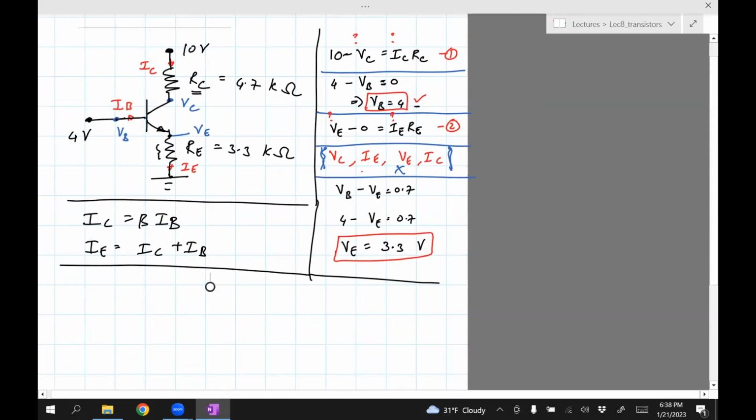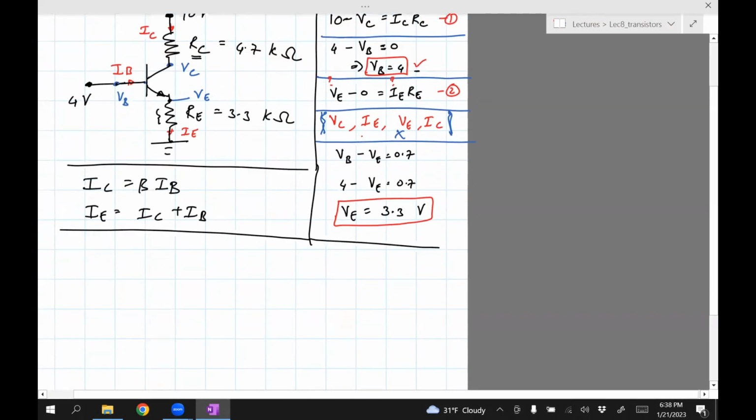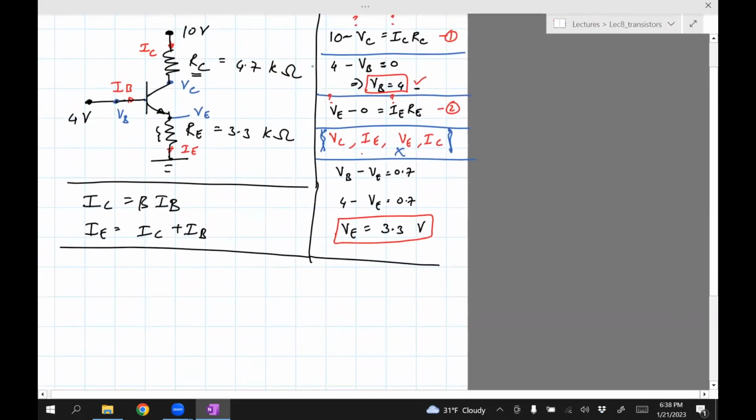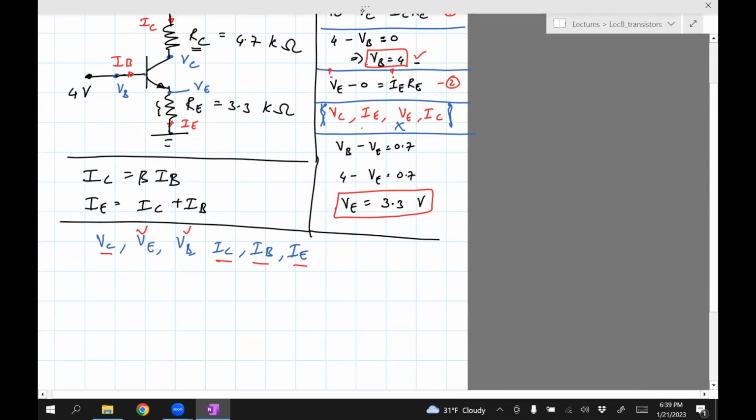Okay, so now that I think we've got pretty much all the equations, let me make the final countdown of all the equations and unknowns. Originally we were asked to compute these things: VC, VE, VB, IC, IB, IE, out of which we were able to already solve for VE and VB. So we have 4 unknowns, and so we need 4 equations, which I'm going to write down from here.